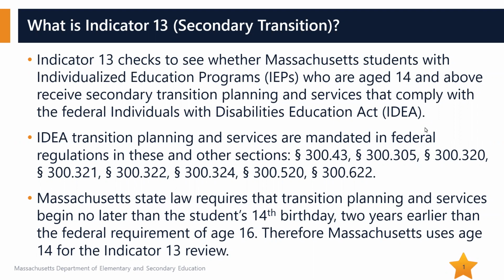Massachusetts state law requires that transition planning and services begin no later than the student's 14th birthday, 2 years earlier than the federal requirement of age 16. Therefore, Massachusetts uses age 14 for the Federal Indicator 13 review.